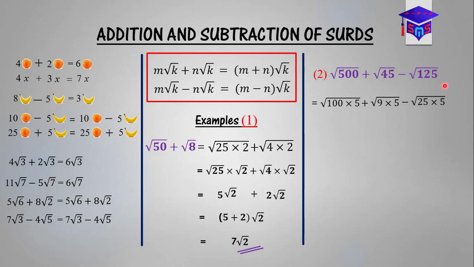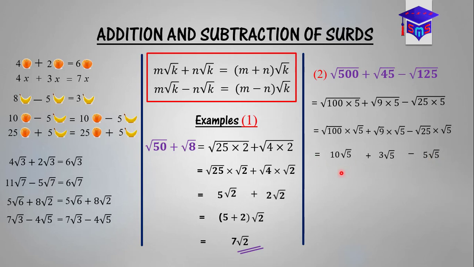Then each of them takes the square root sign. Root 100 times root 5 plus root 9 times root 5 minus root 25 times what? 5. You can skip this step if you are familiar with how to go about it. It doesn't matter. Root 100 will reduce to what? 10. Then bring down the square root 5 because root 5 is already in the simplified form. Then root 9 will reduce to what? 3. Root 5. Then root 25 will also reduce to what? 5. Then you bring down the root 5.